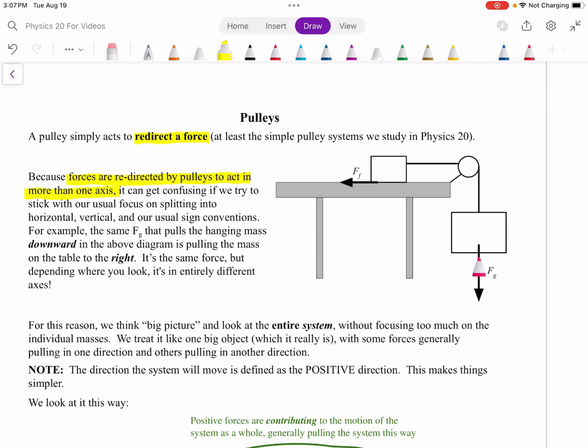A downward FG in the y-axis, when we look over here, becomes a rightward force in the x-axis. It can get confusing if we try to stick with our usual focus on X and Y and splitting into components and things like up is positive, down is negative. Because this force here that's down, maybe we want to call that negative, but once we switch over to this mass, it's now to the right, which is in the x-axis and doesn't even have anything to do with up being positive and down being negative, right? That can get a little bit confusing.